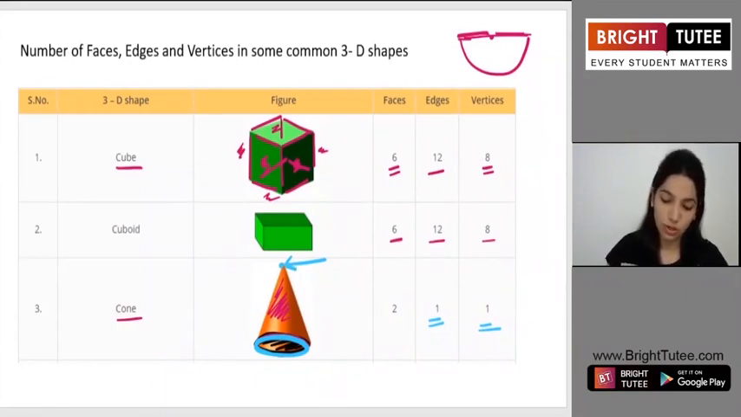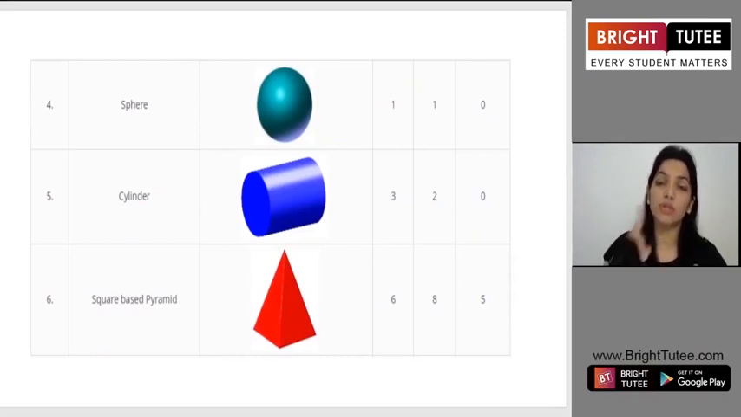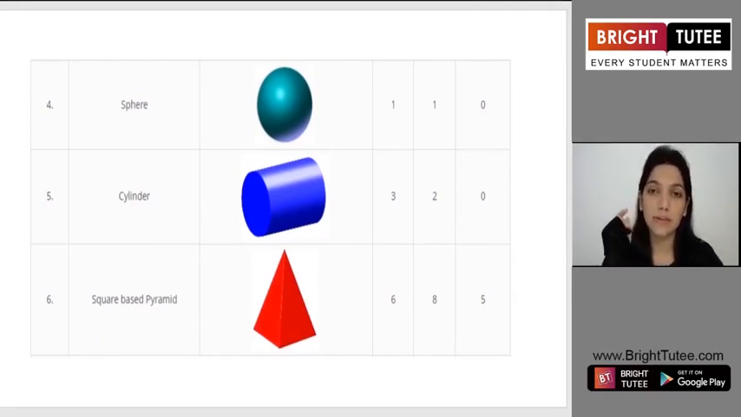Now moving to the next shape. Here we have a sphere. I hope you know what a sphere is. If you imagine a circle in a 3D form, like your earth, the sun, stars, moon, all these are examples of a sphere. So in a sphere, the number of faces is just one single face. The complete surface is seen as a single face. We don't have any vertex in a sphere. So it has just a single face.